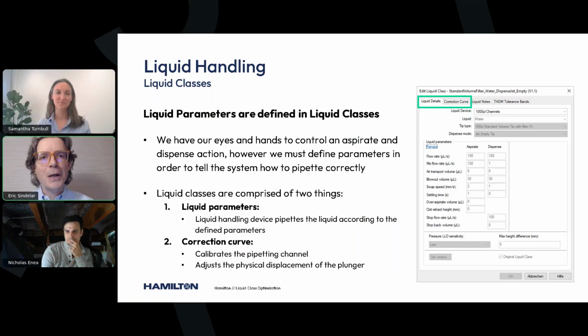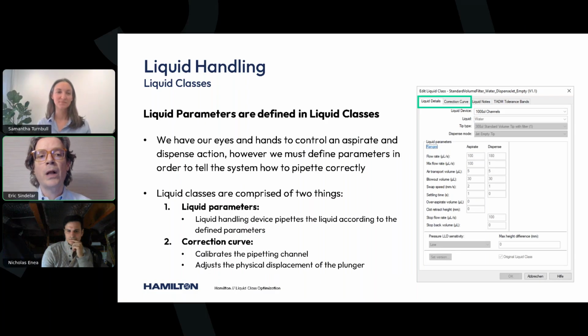We have our eyes and our hands to control the aspirate and dispense action when pipetting manually, but for automated platforms, we have to define parameters in order to tell the system how to pipette correctly. On our platform, liquid classes are comprised of two things. Liquid parameters: you see here on the right an example of a liquid class with a list of different liquid parameters, including flow rate, air transport volume, blowout volume, swap speed, and settling time, as well as other parameters. These all play a role in the precision of the liquid handling, how consistent the system is pipetting.